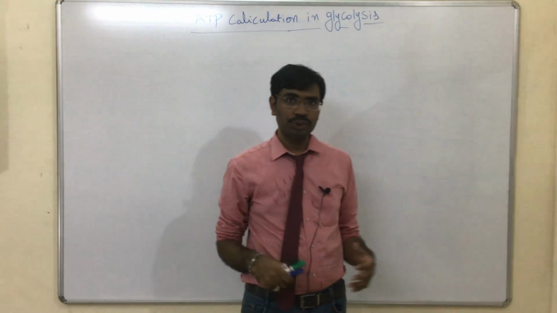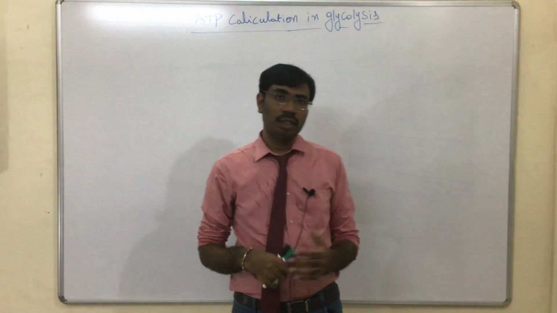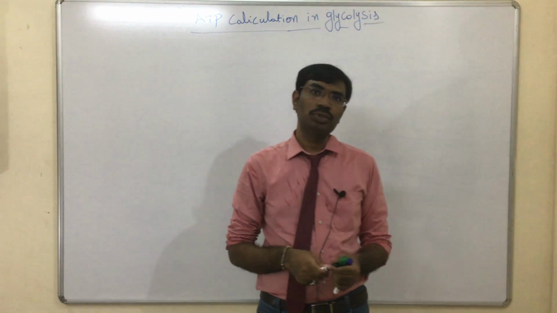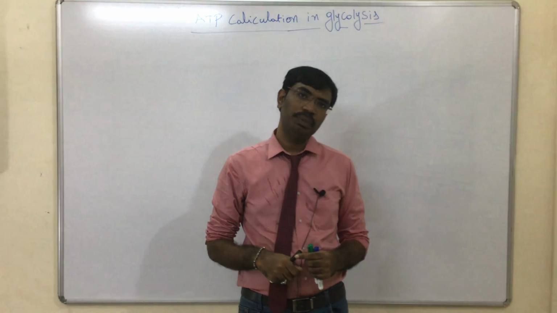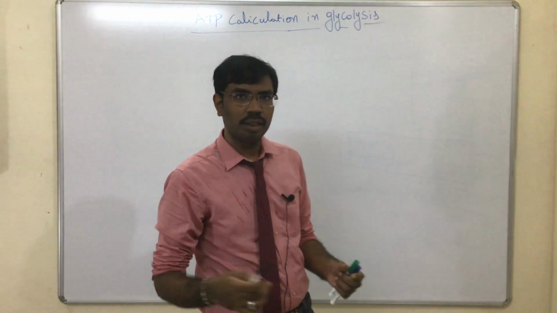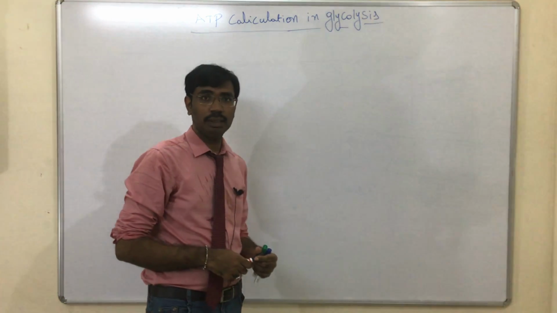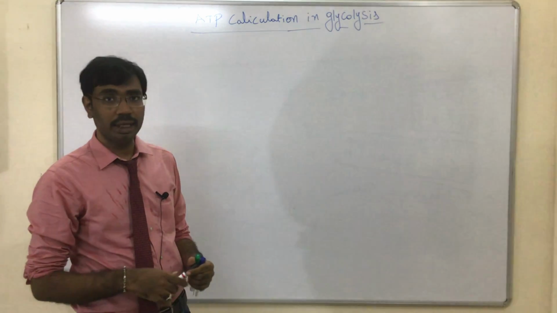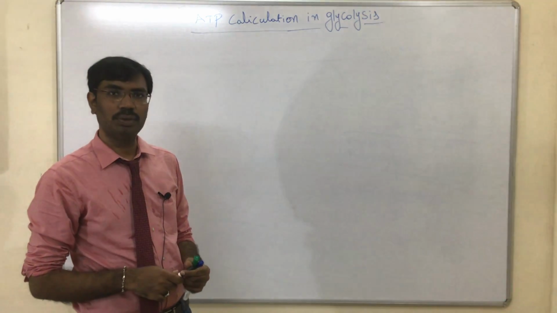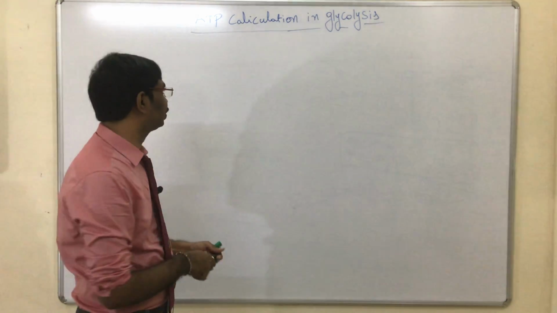So there is a confusion in glycolysis, that is during the calculation of ATPs. So which one is correct? 6 ATPs is correct or 8 ATPs is correct? So both are correct. So in which condition 6 ATPs is correct or which condition 8 ATPs is correct? That we will discuss in today's video. So we will start the discussion.